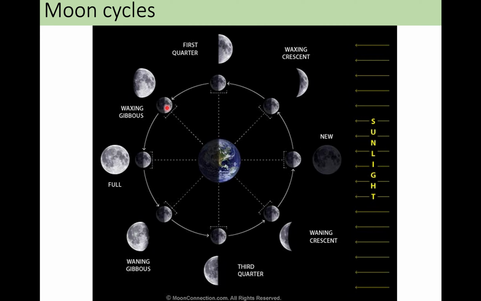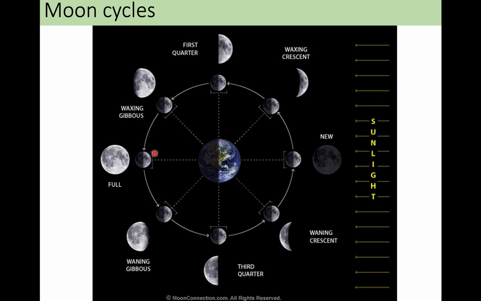As the moon continues along, now we see the majority of the illumination. So half the moon is still illuminated. It's just that now we can see almost all of that illumination. So that is a waxing gibbous. As the moon continues along, now we are in alignment again, but the Earth is in the middle.